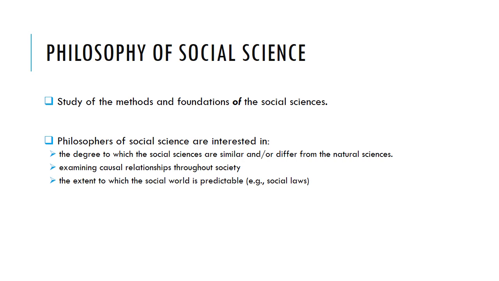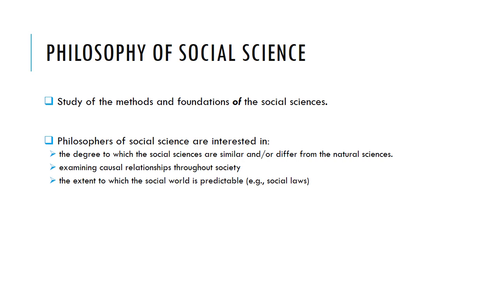Some of the things that philosophers of social science are interested in would be the degree to which the social sciences are similar and or different from the natural sciences, right? An example would be thinking about the extent to which psychology is similar or different to biology. You're probably thinking, of course they're different, and that's correct. But one of the things that philosophers of social science are interested in is how and why those differences matter when we think about practicing systematic and objective research practices.